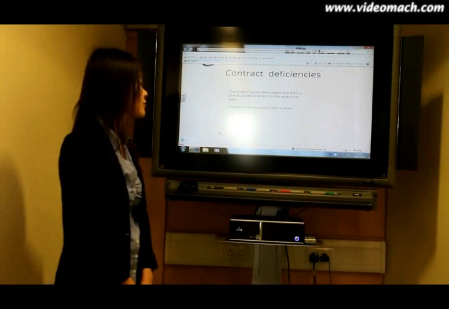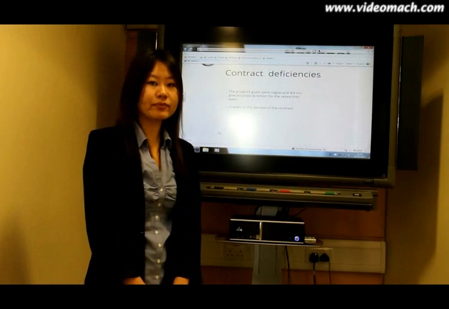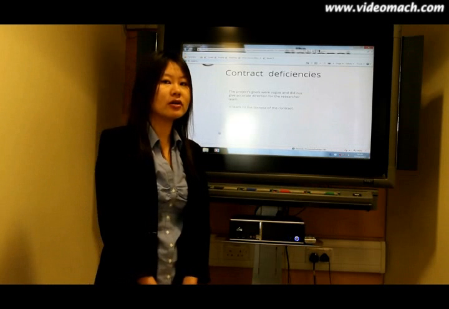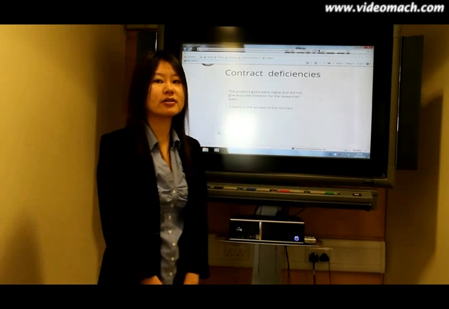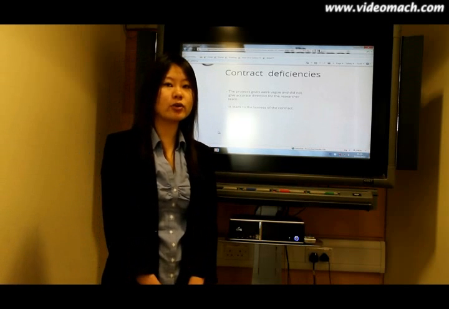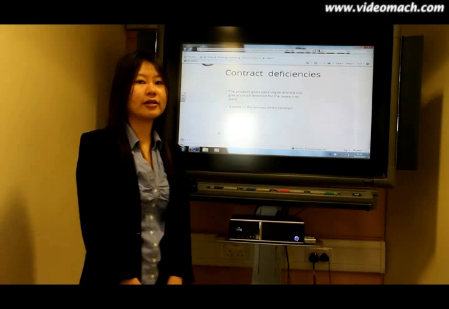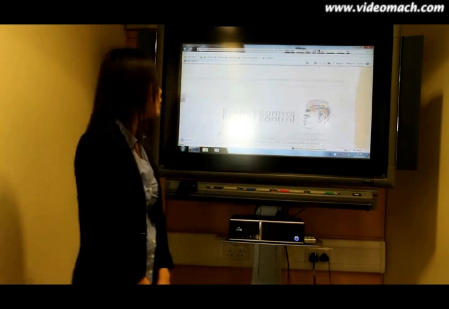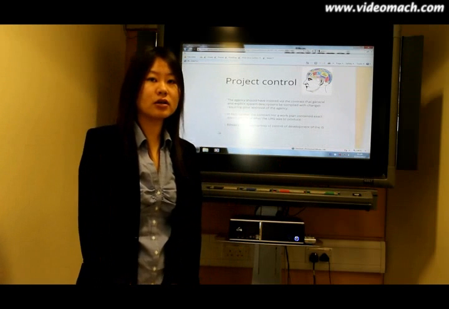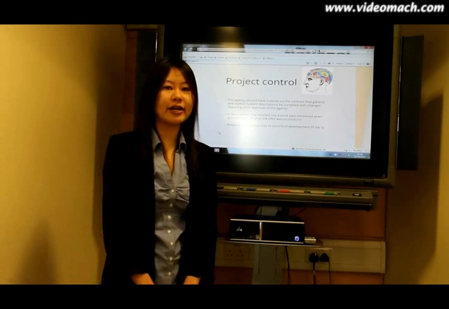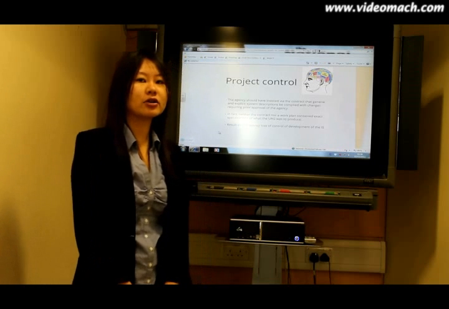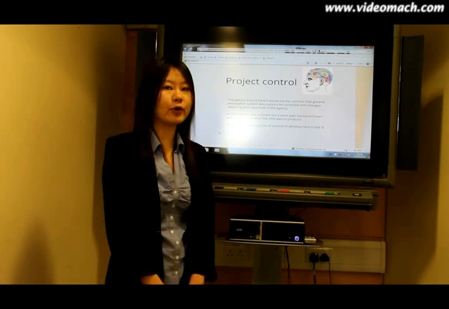Another one is the contract deficiencies. The project goals were as vague as to improve the land use decisions, and the contract was equally as vague in its description of what the URG was to produce. There was no formal work plan submitted to the agency. The third one is the project control. Neither the contract nor a work plan contained exact specification of what the URG was to produce. Control over development became a moot point.